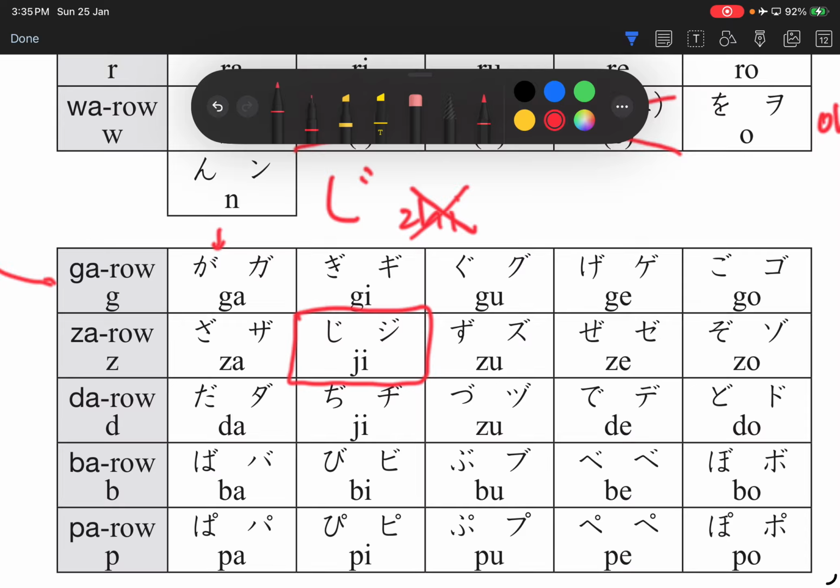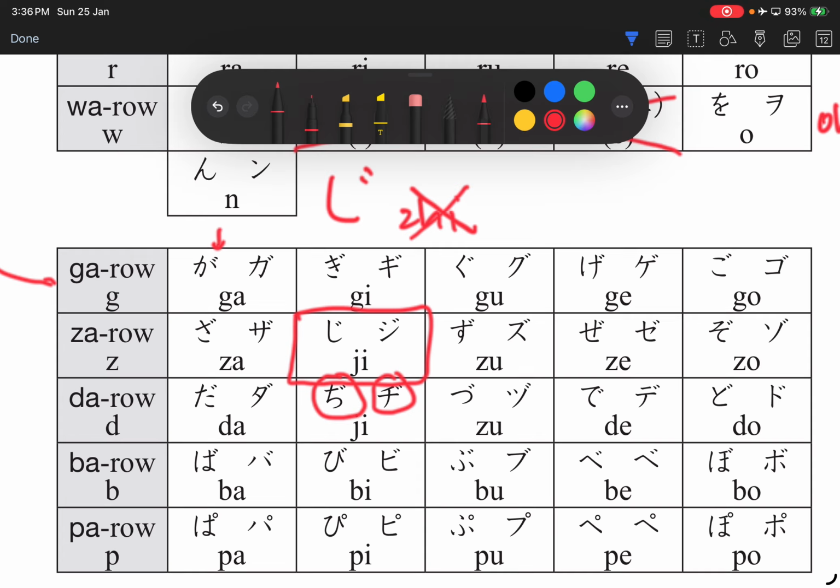Then this second one, I can tell you, I rarely use this ji sound in my life. So if you want to ignore it, also can. I only use it once, in the word cheese. For cheese, we use this katakana. Other than that, very rarely I will use it. So if you want to cancel it, also can. You want to try to remember it, also can. I rarely see this hiragana. I only saw this katakana once, in cheese. Other than that, not really.